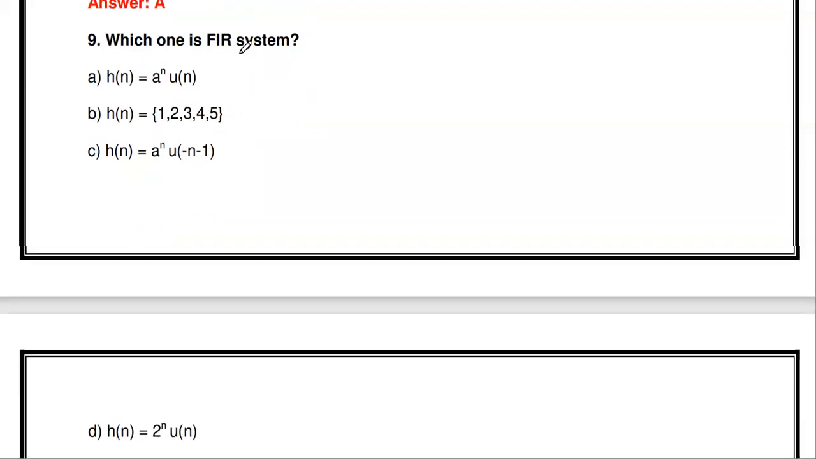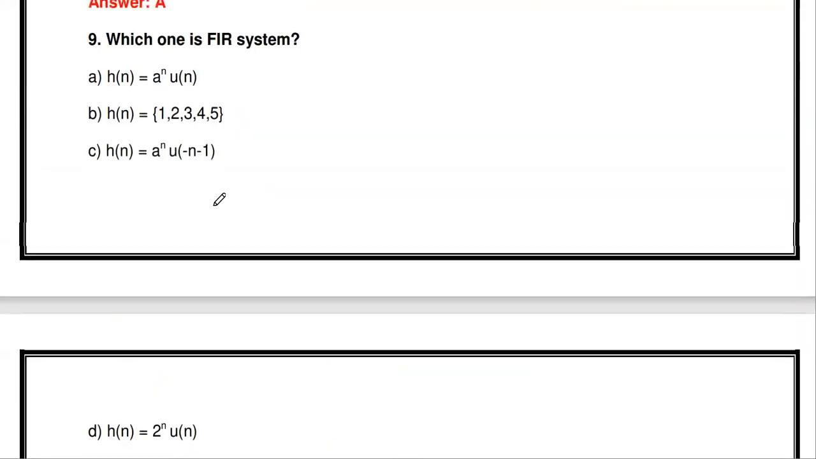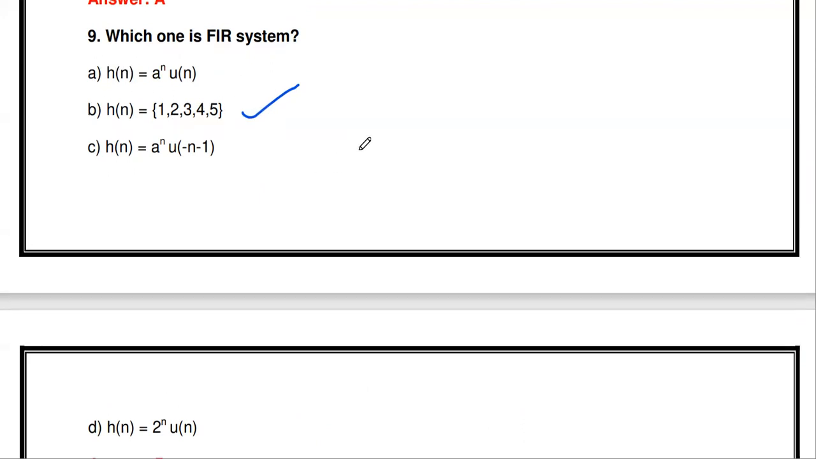Then the next one: which one is an FIR system? So you see, this is the IIR. This one, H of n consists of only 5 samples. This one, you see a power n u of minus n minus 1, is also infinite samples. 2 power n u of n is also IIR. So which one is an FIR here? This one, H of n equals 1, 2, 3, 4, 5. This impulse response consists of only 5 samples. So this is called an FIR system.